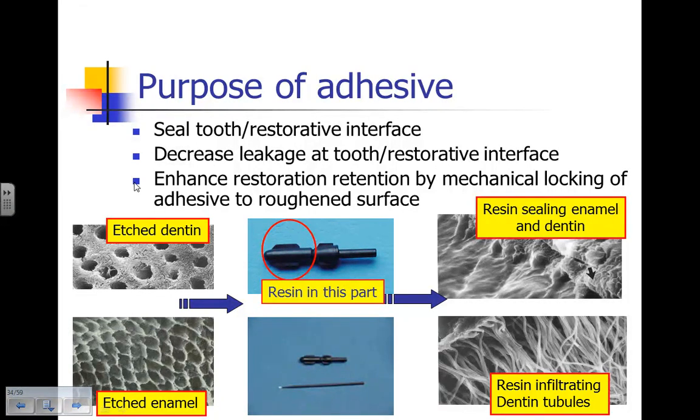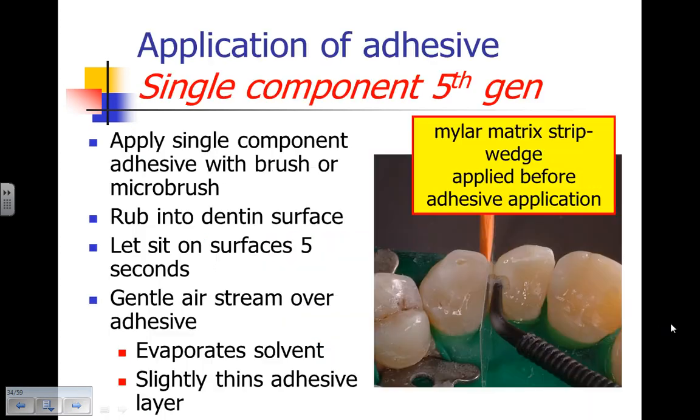For the OptiBond Solo Plus, with its unit dose dispensing, we never open the packet until we're ready to apply the adhesive. Opening the packet prematurely will cause the adhesive to lose its solvent prematurely, and the adhesive will not be optimized. On the right-hand side, you can see what the adhesive interface looks like, creating a hybrid zone with flow of the adhesive resin infiltrating the dentinal tubules and the peritubular dentin.